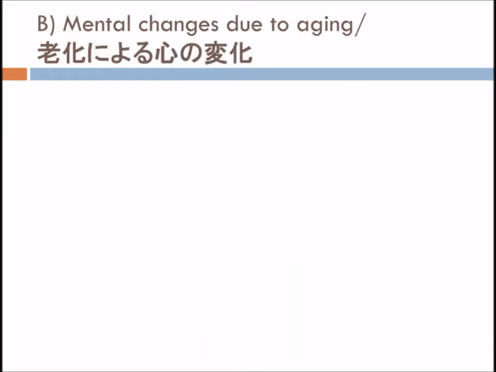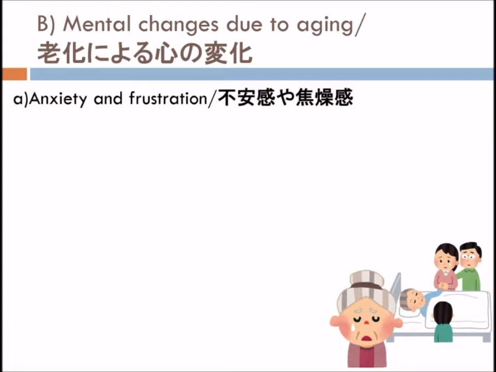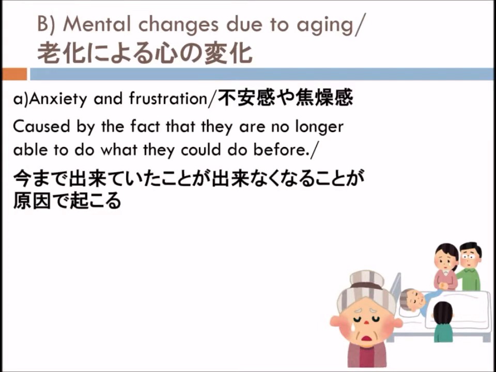Mental changes due to aging. Mental changes are affected by the history, time, background, and living environment of elderly people, which causes individual differences. Therefore, it is necessary to understand that each person is different when you provide nursing care. Common symptoms due to mental changes are anxiety and frustration.